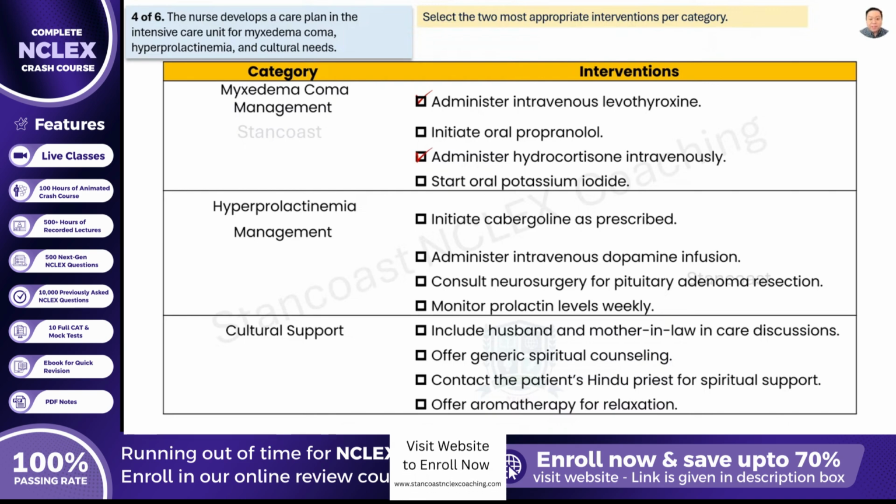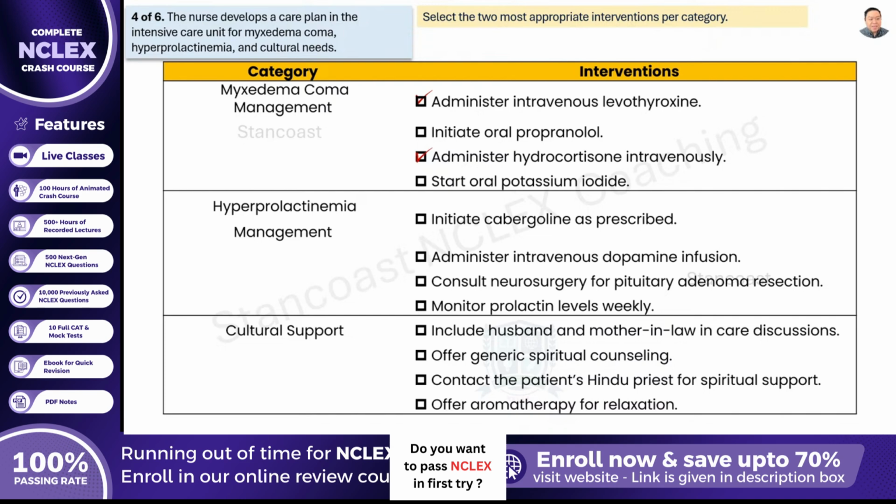Now, why is initiating oral propranolol incorrect this time? Remember that this is a beta blocker. It can cause the heart rate to go down. It can cause hypotension. This is a drug that we administer for patients that have hyperthyroidism, where everything is really fast. There's tachycardia, there's hypertension, they have anxiety. But in this case of myxedema, all the processes are very slow. There's hypotension, there's going to be bradycardia, low body temperature, respirations are low. So if you're going to give propranolol, this would make things worse. And so we're going to eliminate that one.